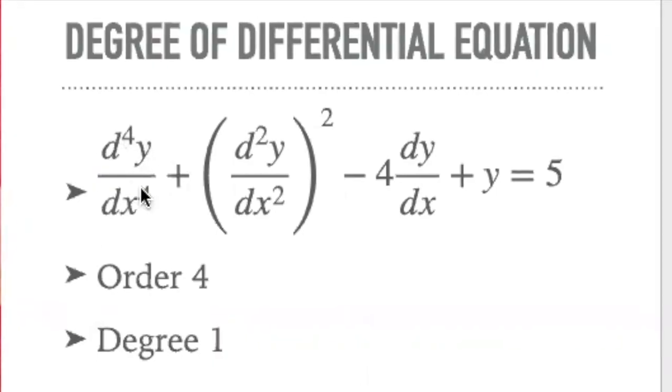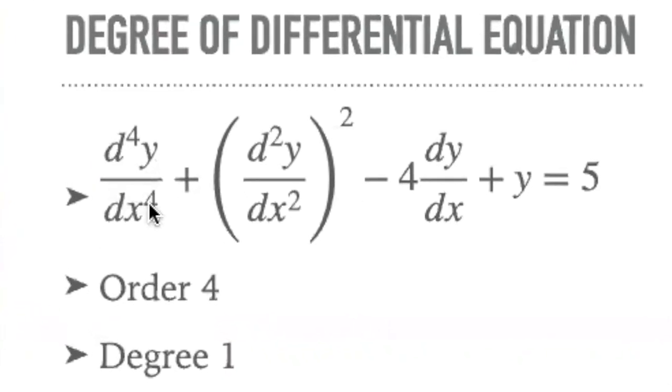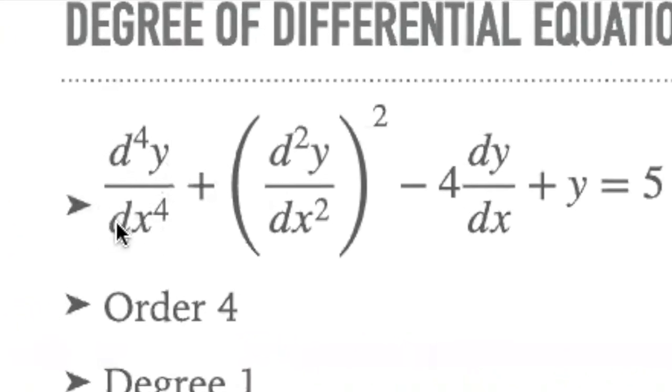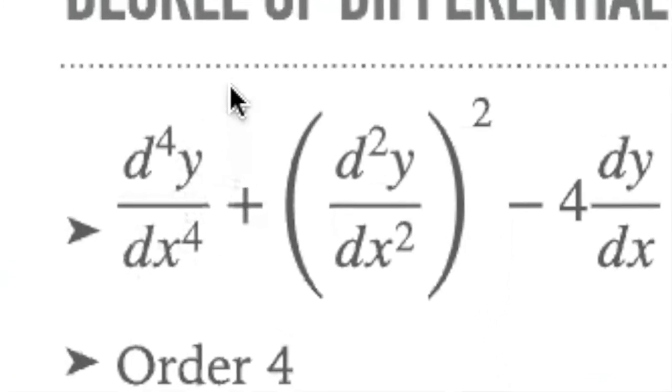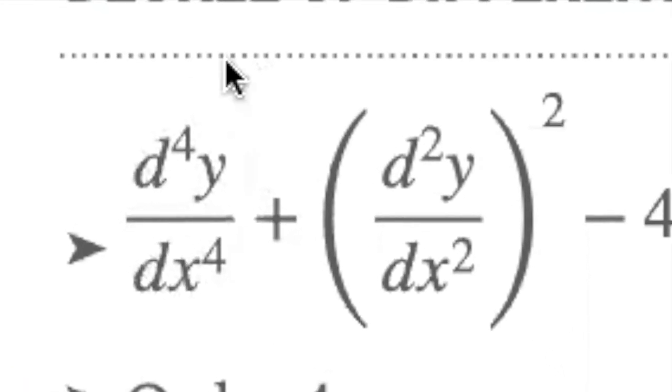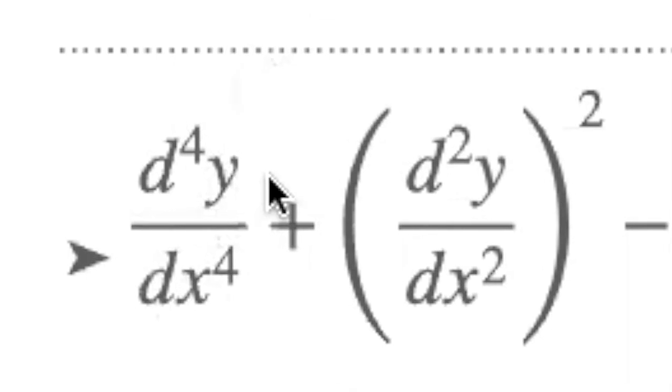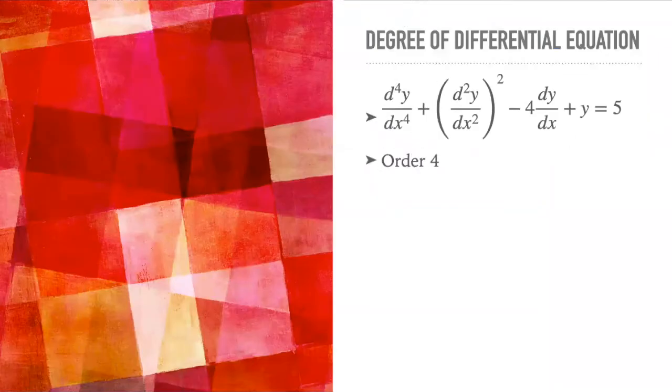Is there any power on the d4y over dx4? Since there's no power on this, it means that the degree is 1. So this derivative is raised to power 1. So as stated, the order is 4 and the degree is 1.